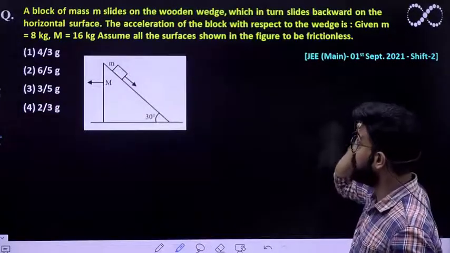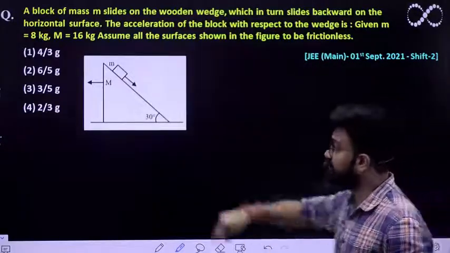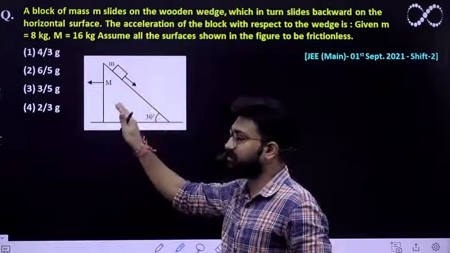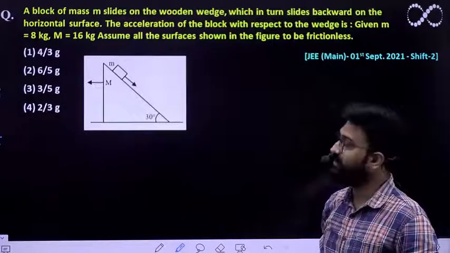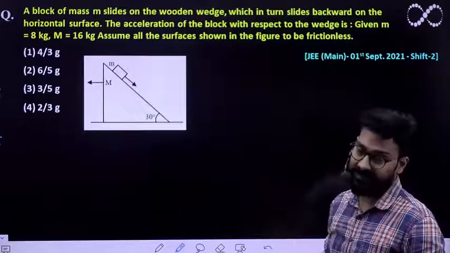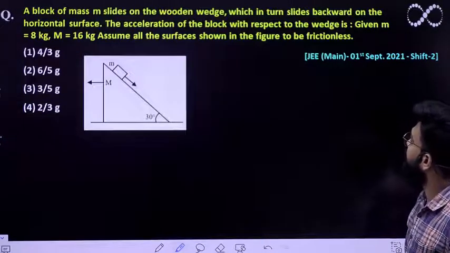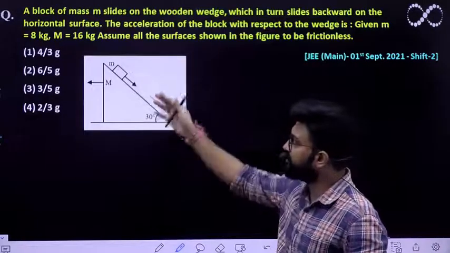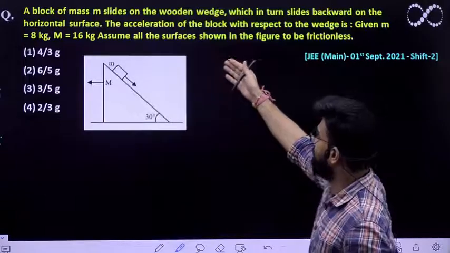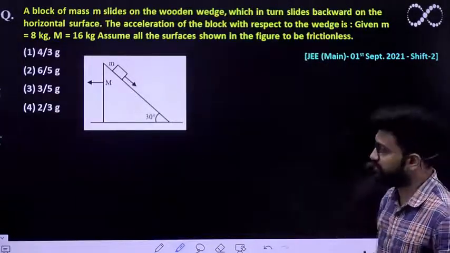So you need to find out the acceleration of this block small m with respect to the wedge. That means if you sit on the wedge, what would be its acceleration along the inclined plane, that you need to find out. And what are the other parameters given to you? Small m is 8 kg, capital M is 16 kg. Assuming all the surfaces shown in the figure are frictionless, so that means there is no friction.